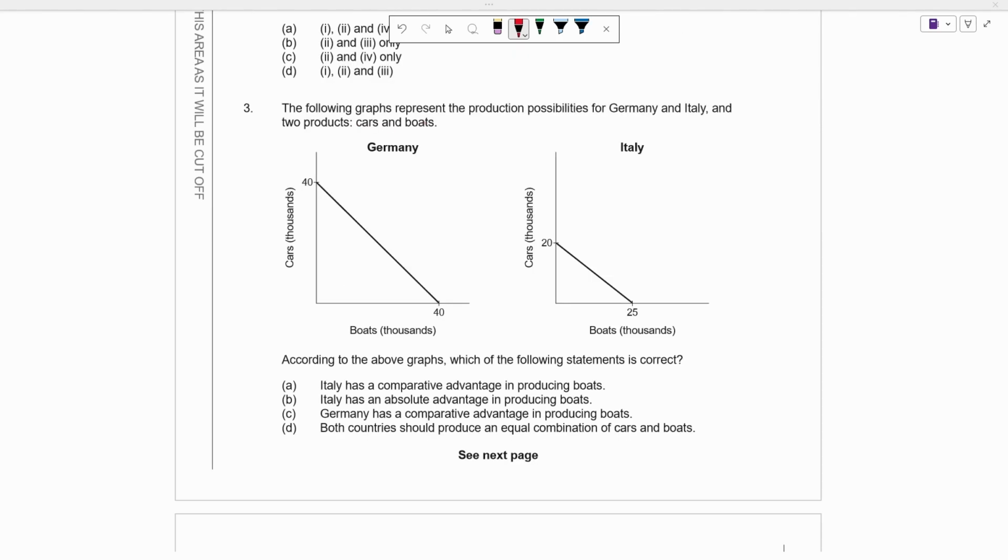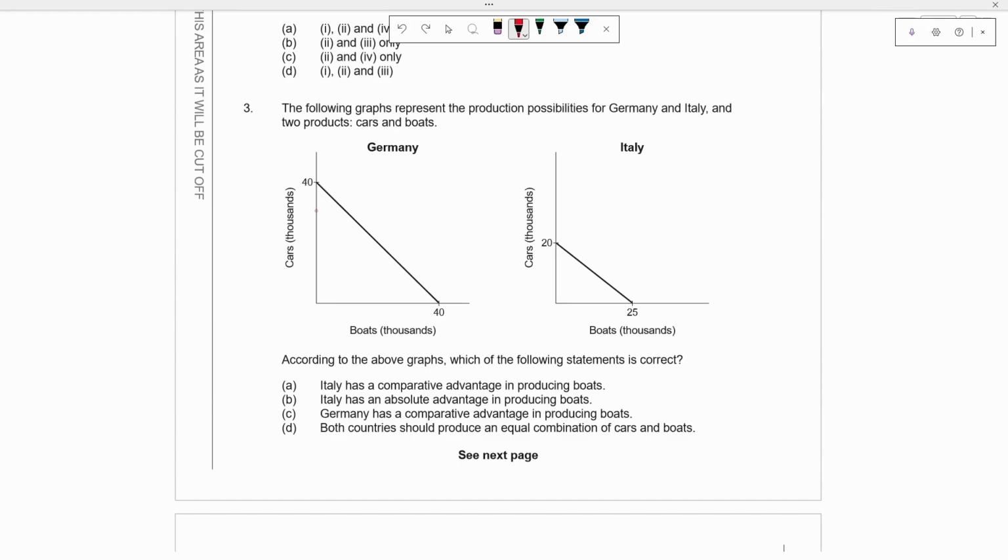The following graphs represent the production possibilities for Germany and Italy and 2 products, cars and boats. According to the above graphs, which of the following statements is correct? Looking at the answers, we can see that this question is a comparative and absolute advantage question. An absolute advantage is when a country can produce more of a certain good over another country. A comparative advantage is when a country can produce a good at a lower opportunity cost than another country.